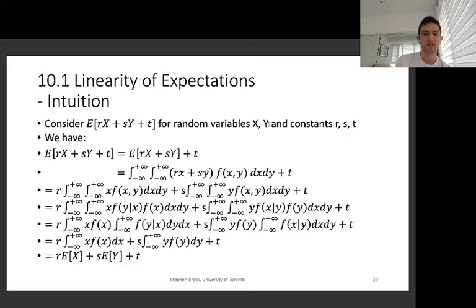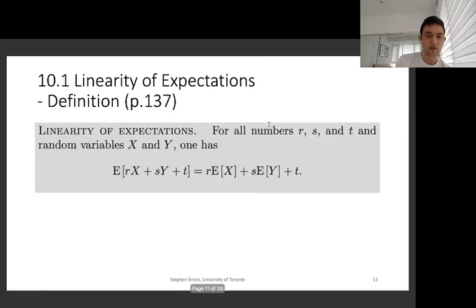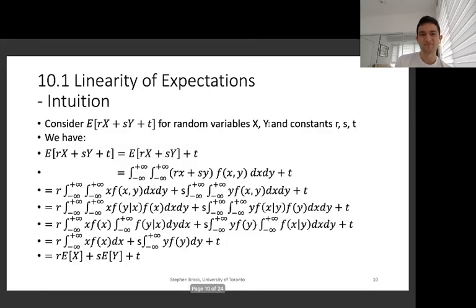And there's actually an example in the textbook on, I think, page 137 that talks about discrete random variables in a very similar instance. So, all right, so we have that the expected value of Rx plus Sy plus T is equal to the expected value of Rx plus Sy plus T.